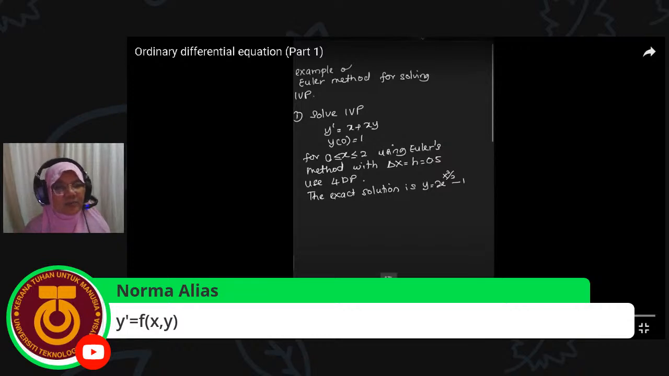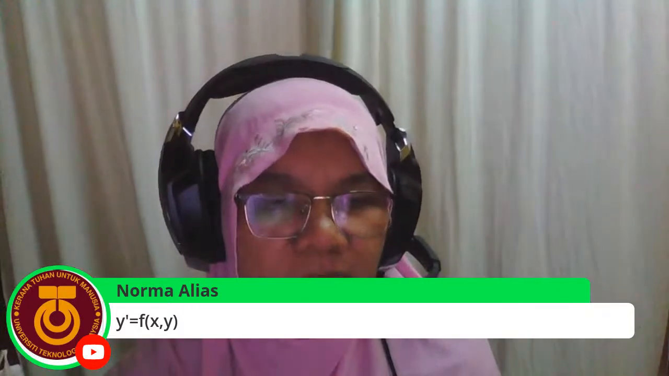Maybe for Taylor's, I can ask you a question, but not higher order, maybe order 2, and Runge-Kutta order 2, to solve the same question. Then we can compare with the exact solution to get the error. That is what we learned in the previous lesson. Now I want to stop sharing and go to the introduction to boundary value problem.